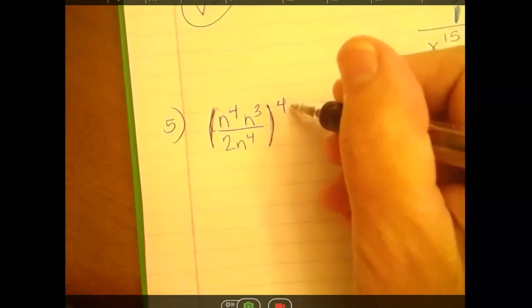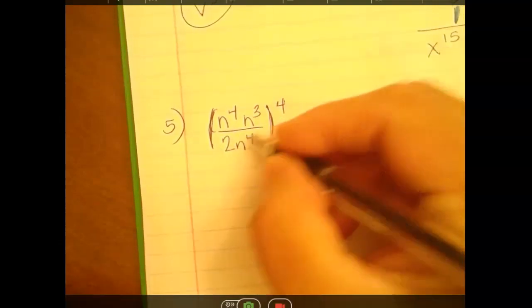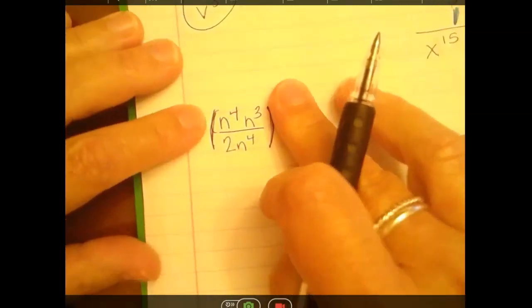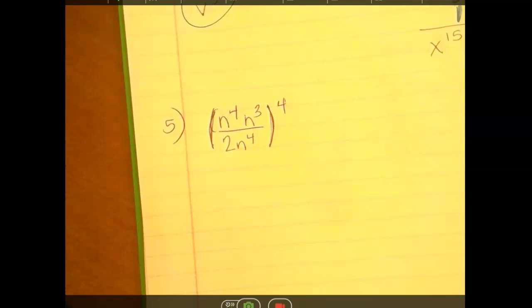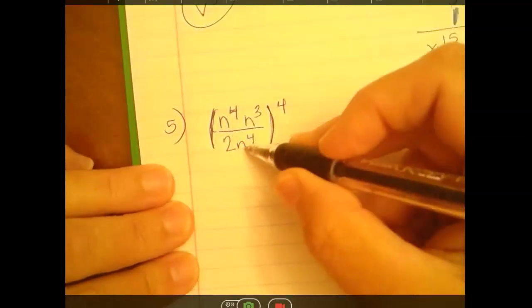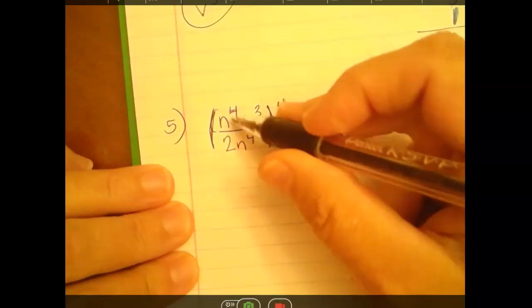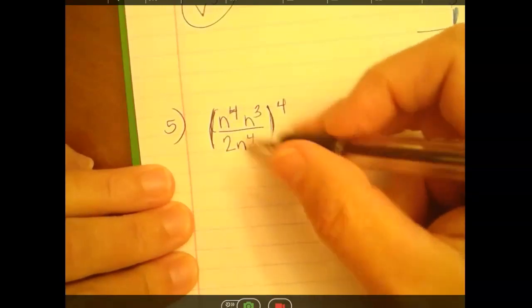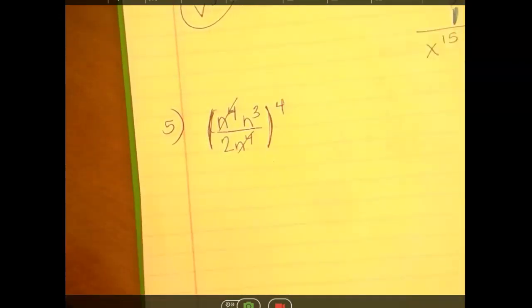Now, it is possible to simplify the inside of this first before you do the fourth power to everything, or you could do the fourth power to everything first and then simplify. Either of those ways is fine, right? Because you can see this n to the fourth and this n to the fourth will cancel each other out because they're exactly the same, right? Now, I'll just do it both ways so you can see. If you do that, then you can say, okay, the n to the fourths have canceled completely out. They're gone, and so they disappear.